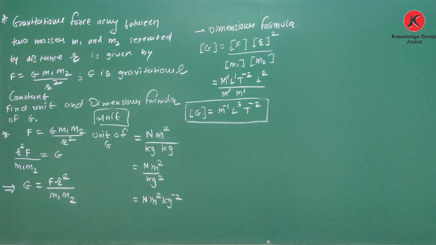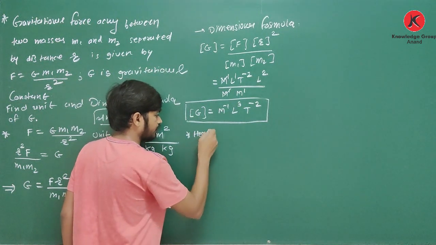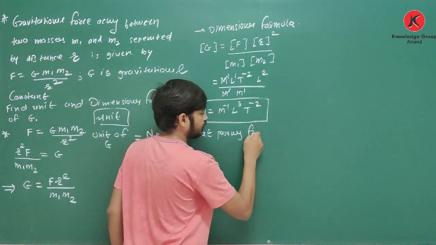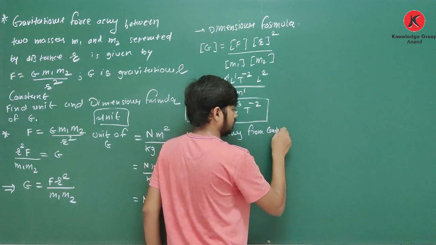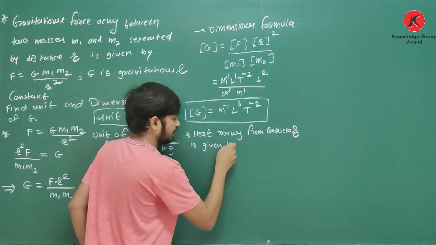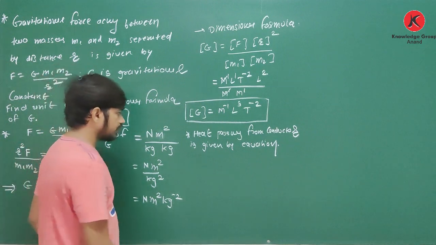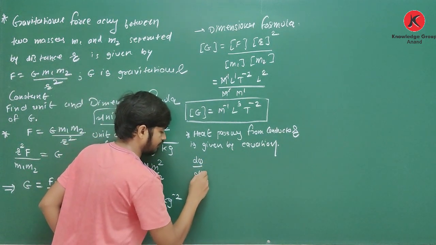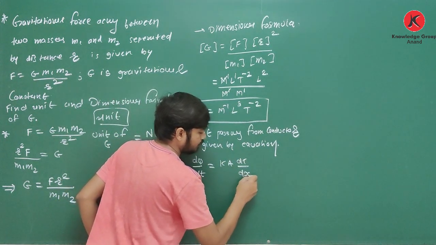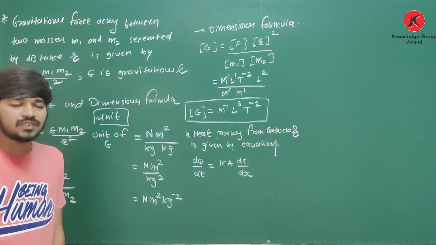Okay, now the next one. If heat passing through a conductor is given by an equation, what is the equation? See, dQ upon dt is equal to K A dT upon dx. This is the one equation that you will see.